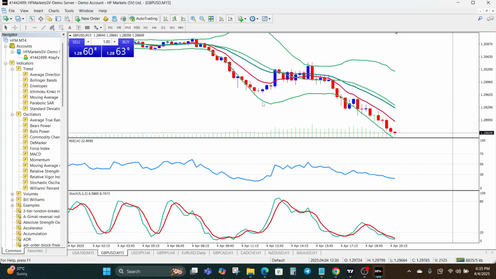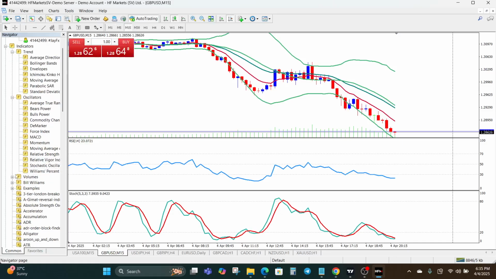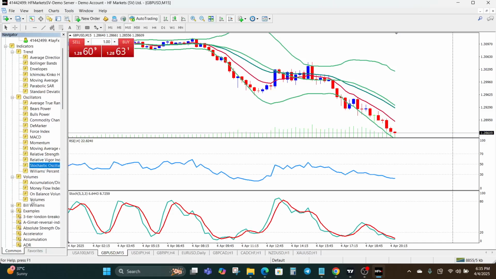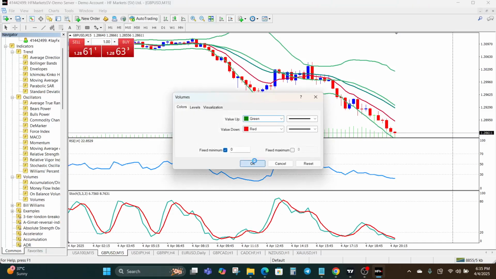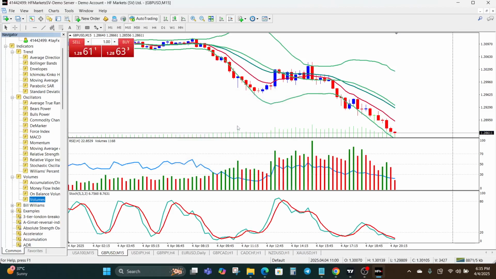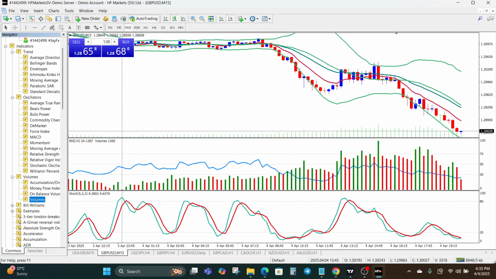Now, finally, we have to talk about the volume indicator. It is important. Volume is not used enough by scalpers, but it is powerful. So you can add the volume indicator to your chart. You look for spikes in volume when price breaks out of a tight range.